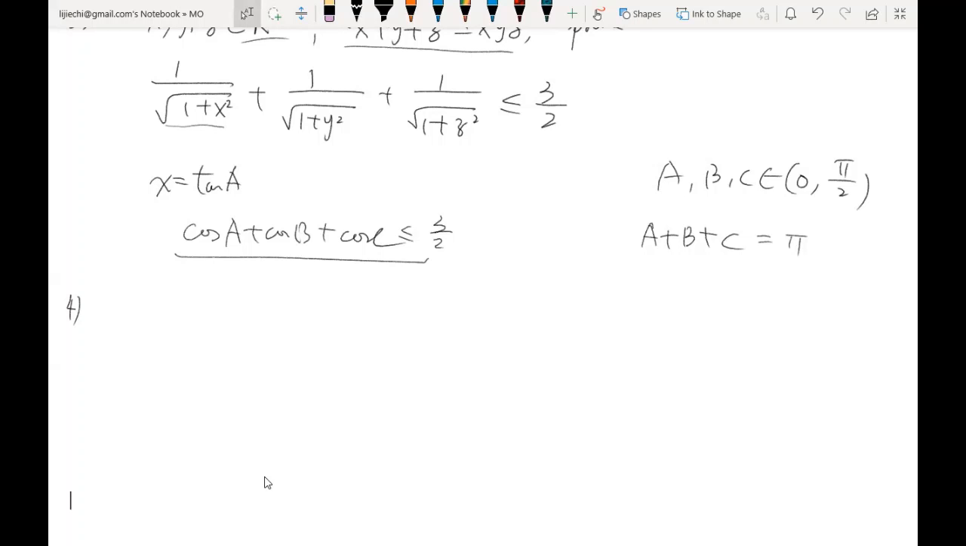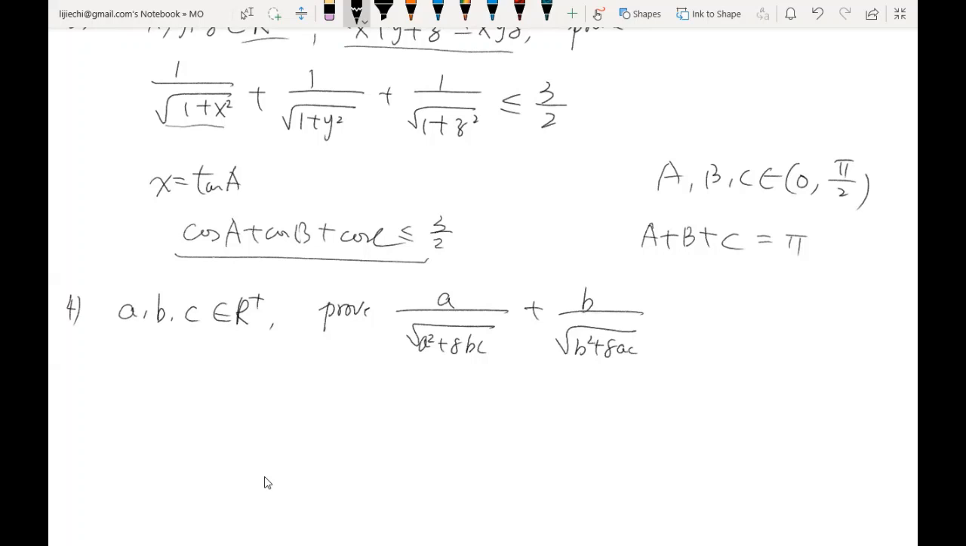So it's up to you to try to find out what's the reverse to change it to a more obvious type. Some are easy and some are not that obvious, just like cracking a code, right? Easy to multiply two large prime numbers, but cracking them is difficult. So let's say this example, still A, B, C positive real, and it asks you to prove A over square root of A squared plus 8BC, plus B over square root of B squared plus 8AC, plus C over square root of C squared plus 8AB, is greater than or equal to one.